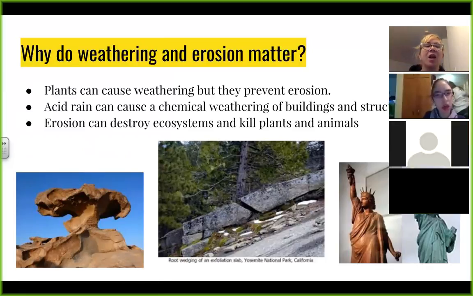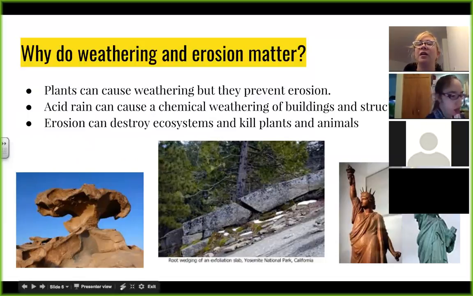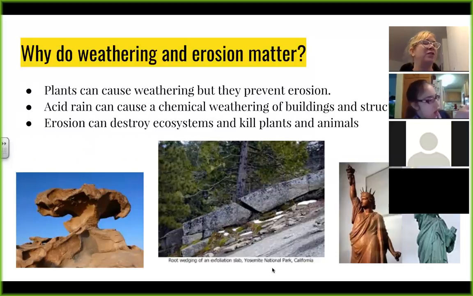Okay. So plants can cause weathering, but they prevent erosion. It sounds like a contradictory statement. Plants can cause weathering, but they prevent erosion. I want you to think about that for a second, and either just keep it in your mind, or if you can, type it in the chat what you think that means. Why can plants cause weathering, but they prevent erosion?